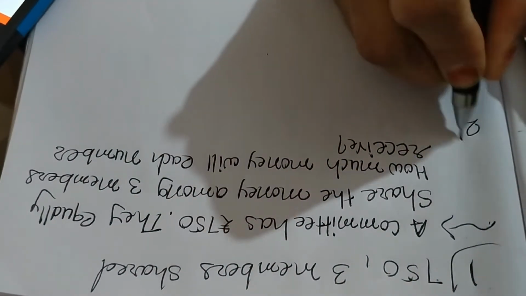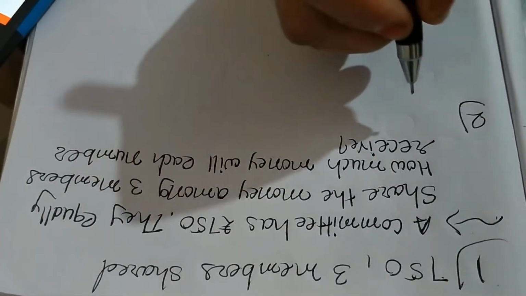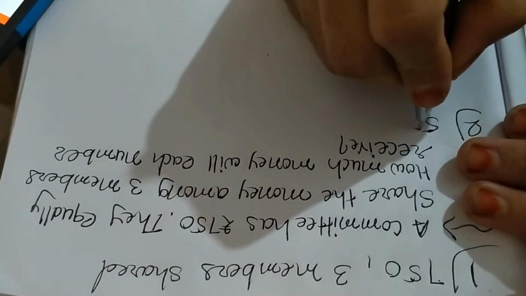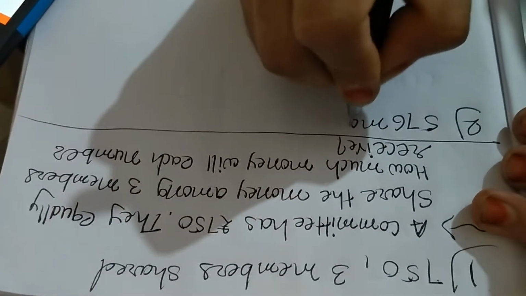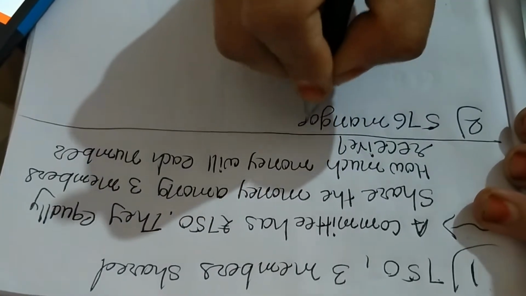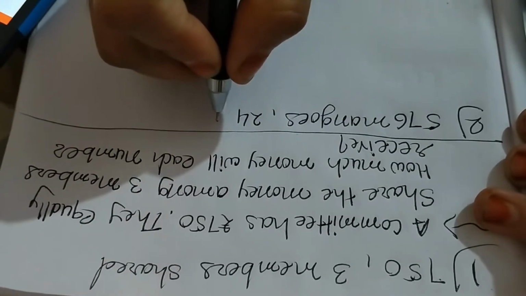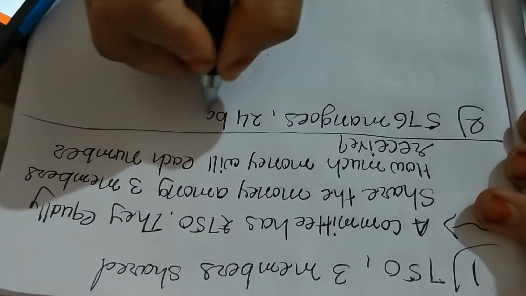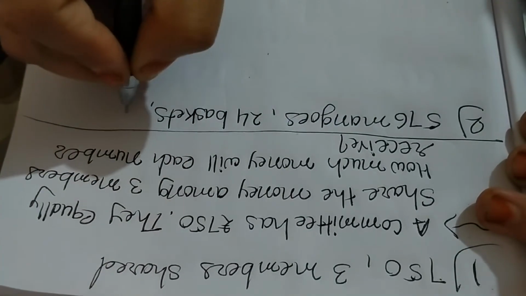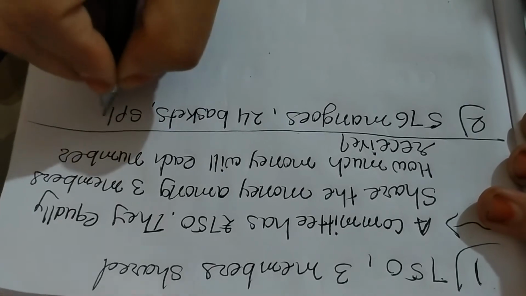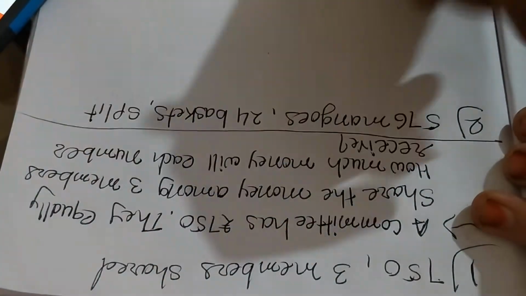Then the second question is: 576 mangoes, 24 baskets, and the keyword is split. So we have to write the answer.